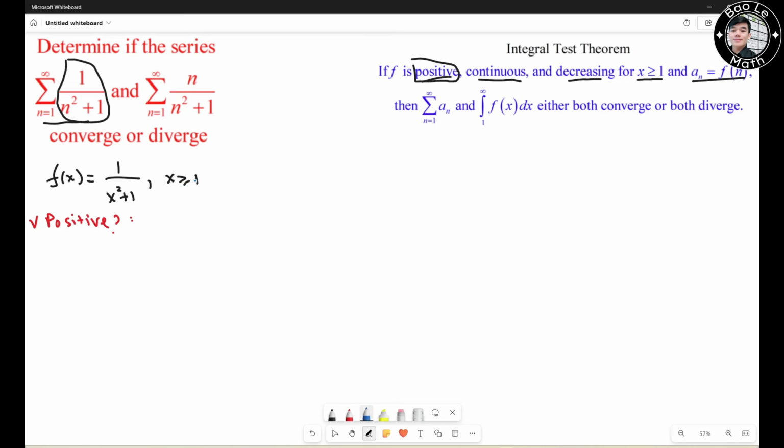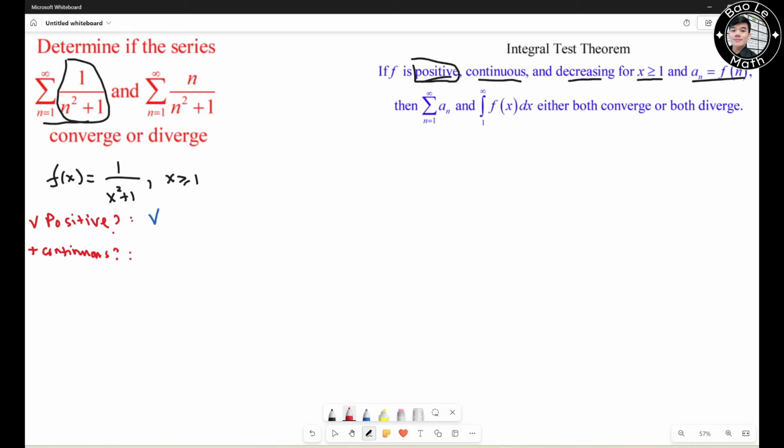For s greater than or equal to 1, we substitute over here. We see that the function is always positive, always above the x-axis. So this is yes. Now, continuous. Because s is greater than or equal to 1, the bottom is always greater than or equal to 2, so the bottom cannot be equal to 0. There is no hole, so the function is always continuous.